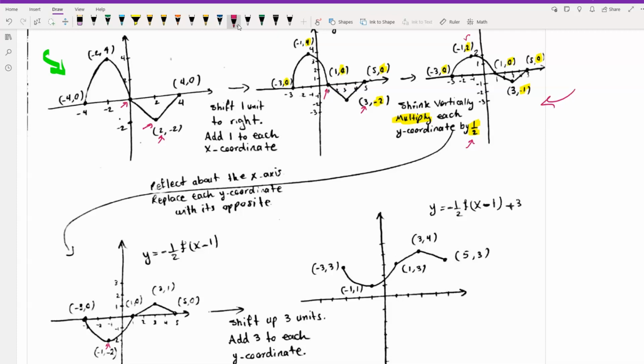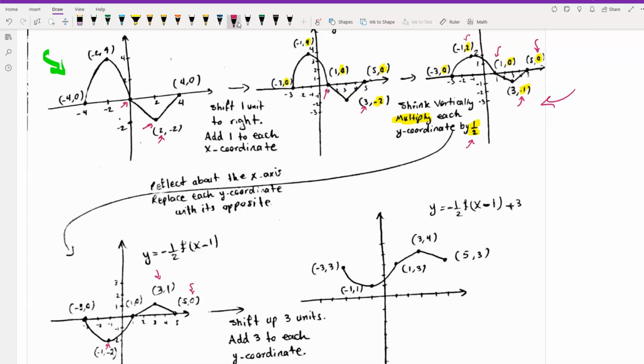Here we have 1, comma 0. 0 times negative is 0. Here we have negative 1 times negative, we will have 1. So the point that we have here is 3, comma 1. Here we have 5, 0, 0 times negative, again is 0. And then connect all these points.